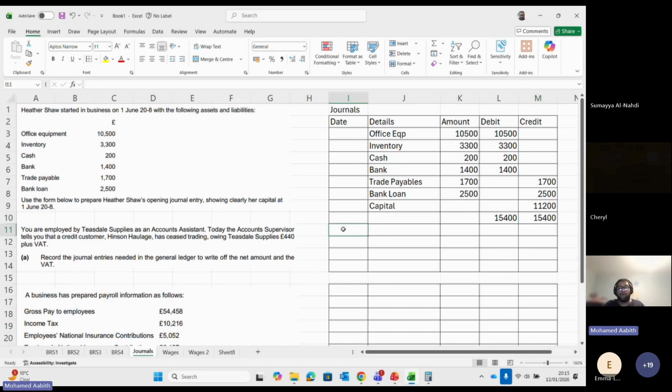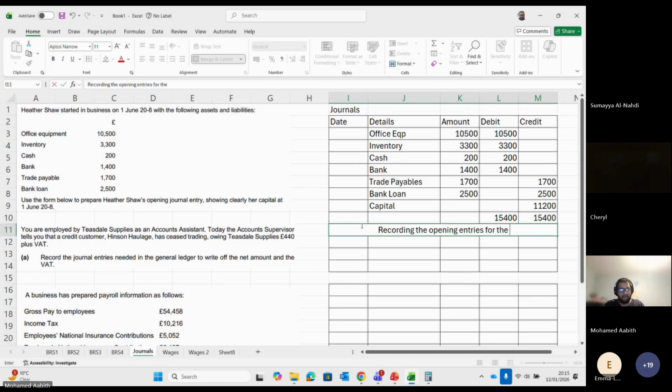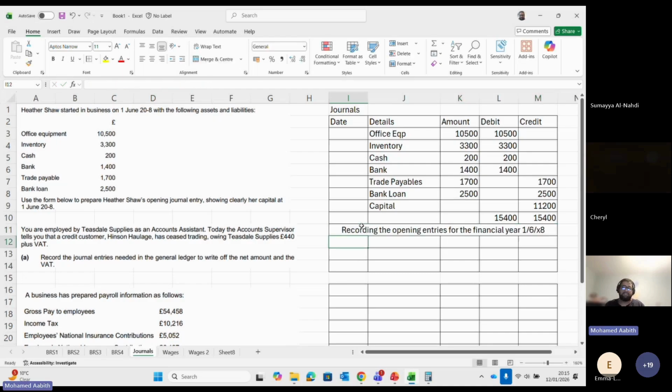What is the narrative I'm going to write here? If I'm going to do a narrative, I'm saying recording opening entries for the financial year 2018. That's it. That is a journal entry with a proper narrative on the back of it there. So this is how we do it.